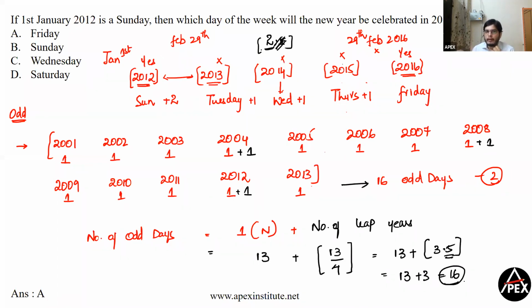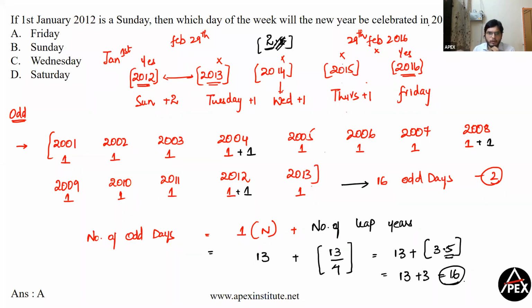Clear, guys? Any doubts, quick responses, please. Why do we write 13 by 4? Because we are counting the number of leap years. How do you get the number of leap years? The given time range divided by 4.